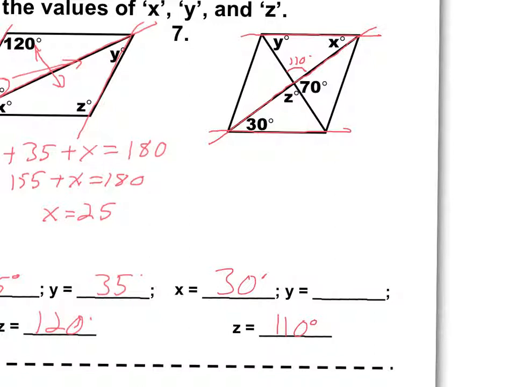So I know my 110, my x, which is 30, and my y have to make 180 degrees together because of this triangle right here.